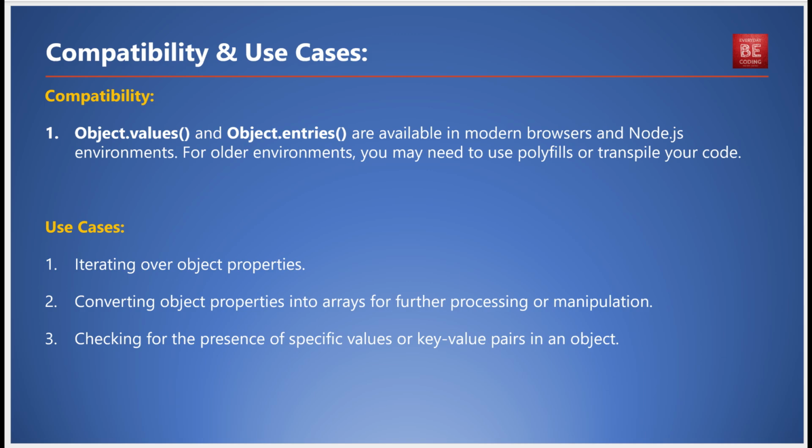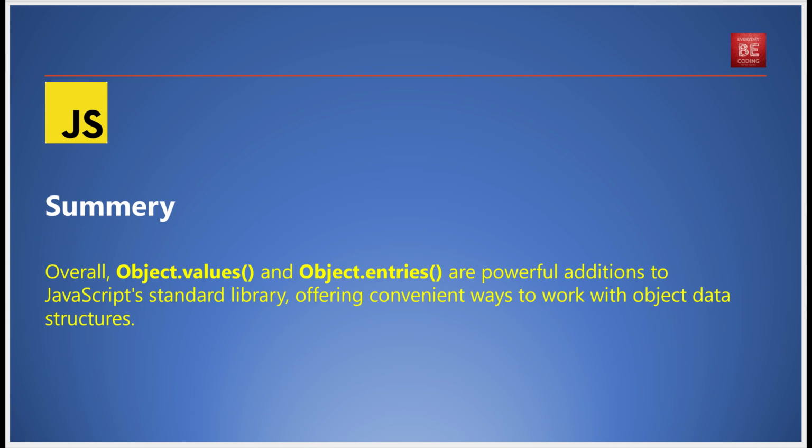If you're working in an older environment, you might need to use polyfills or transpile your code, but that's a small price to pay for the convenience these methods offer. To sum up, Object.values and Object.entries are powerful tools in the JavaScript standard library. They offer convenient ways to work with object data structures, making tasks like iterating over object properties, converting object properties into arrays, or even checking for the presence of specific values or key-value pairs in an object a breeze. So, the next time you're faced with the challenge of working with objects in JavaScript, remember these methods. They're here to make your life easier.